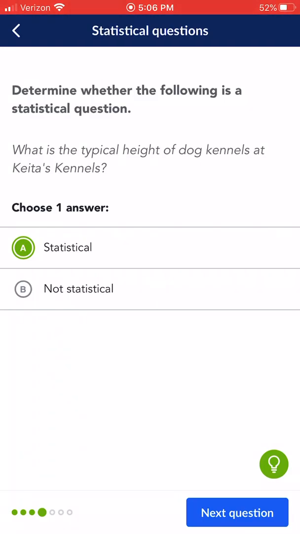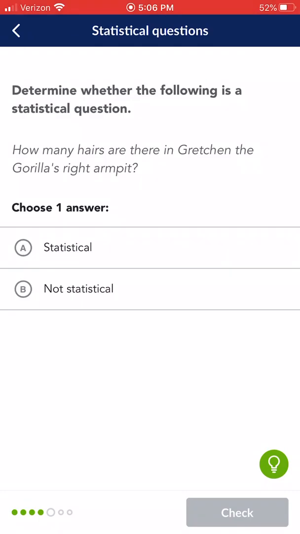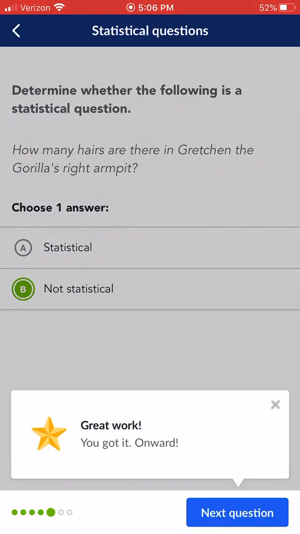All right, next question. How many hairs are there in Gretchen the gorilla's right armpit? Oh gosh. See, I didn't need any help making this video cringy. We have this. Thank you, Khan Academy. All right, so Gretchen the gorilla. Now, that would be a fun job to collect the data on that, I'm sure, counting the number of armpit hairs in a gorilla. Anyway, so clearly we're just measuring the armpit hairs of one gorilla, so therefore it is not statistical. Let's check that out. Thank goodness.